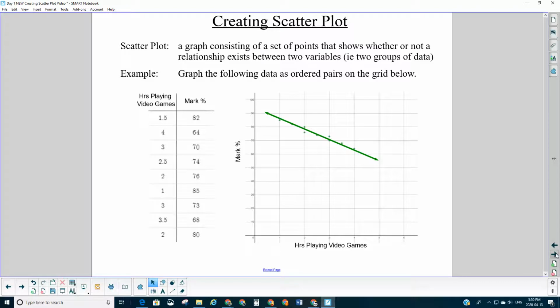So let's see how I did. Oh, that looks pretty good. If you look, I'm bang on the line of best fit going through that data. Now this line represents the connection, or the relationship, between the hours playing video games and the mark. So we can explore this connection a little bit further.